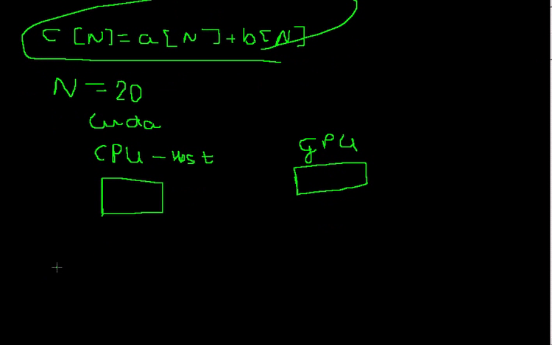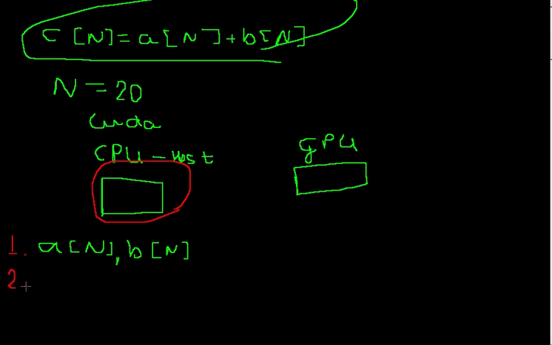For the first step, I have to create these arrays an, bn, and write some initial values within this CPU. The second step will be copying these vectors to the GPU device.